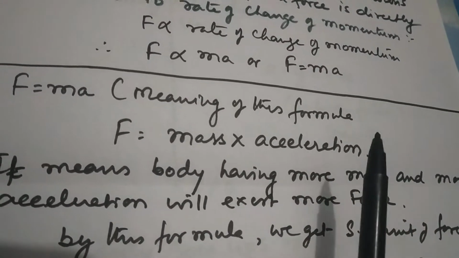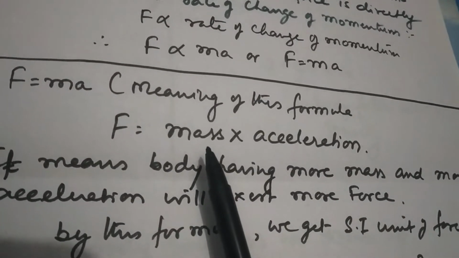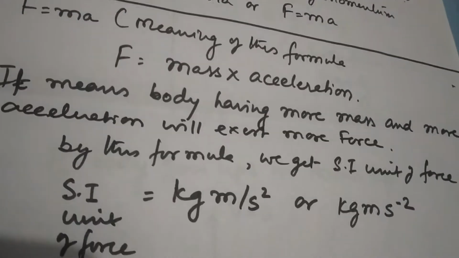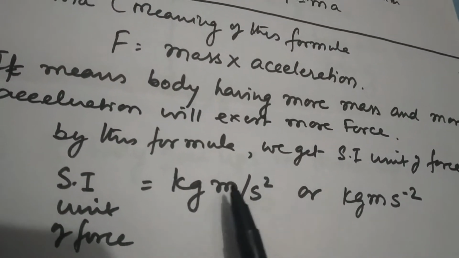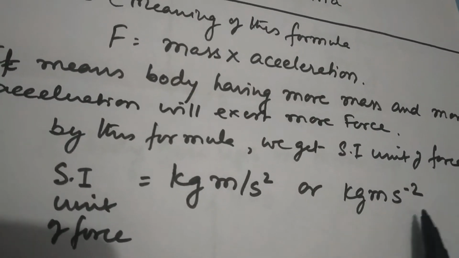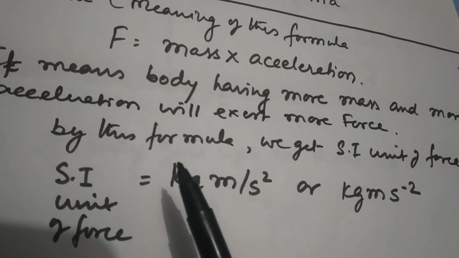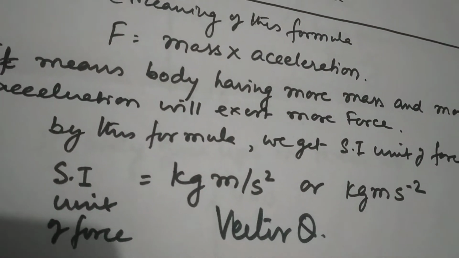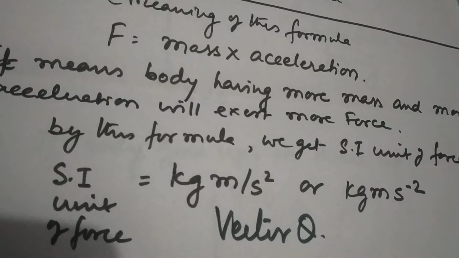From this formula we can get the SI unit of force also. Mass is measured in kg and acceleration is measured in meter per second square. So what is the SI unit of force? It will be kg for mass and meter per second square for acceleration. You can also write it as kg meter second minus 2. Force is a vector quantity, because it has a magnitude and also a fixed direction.